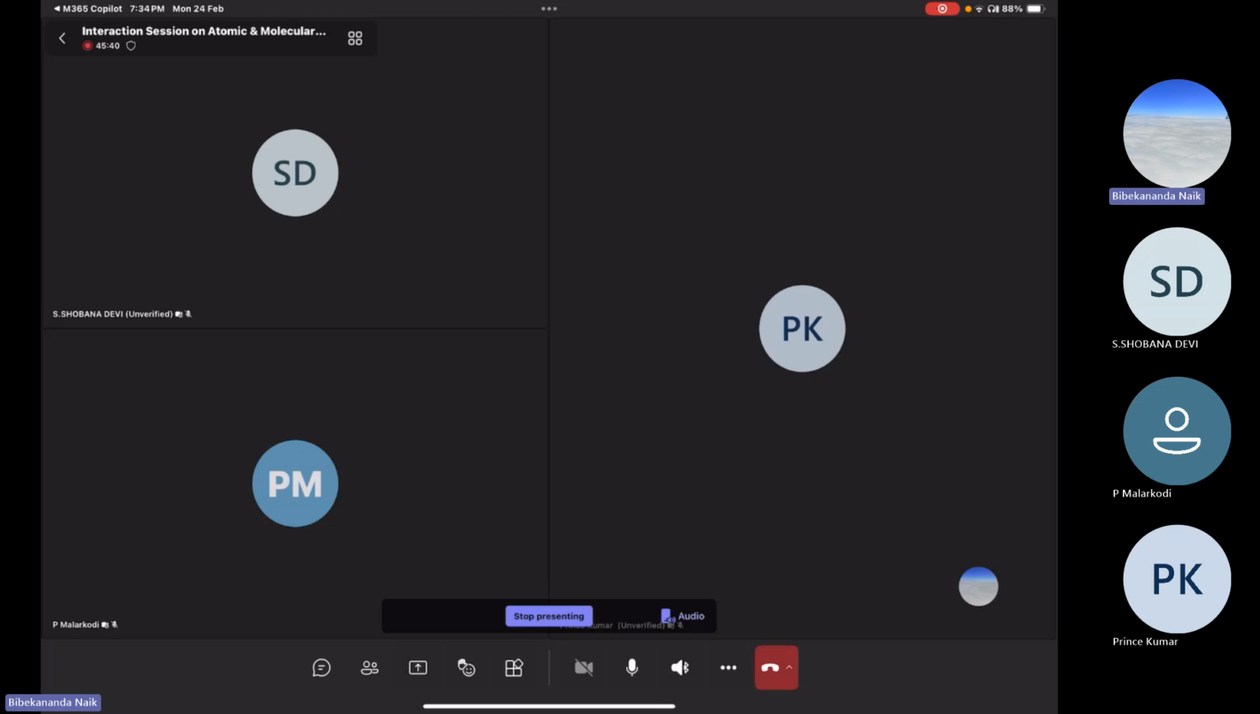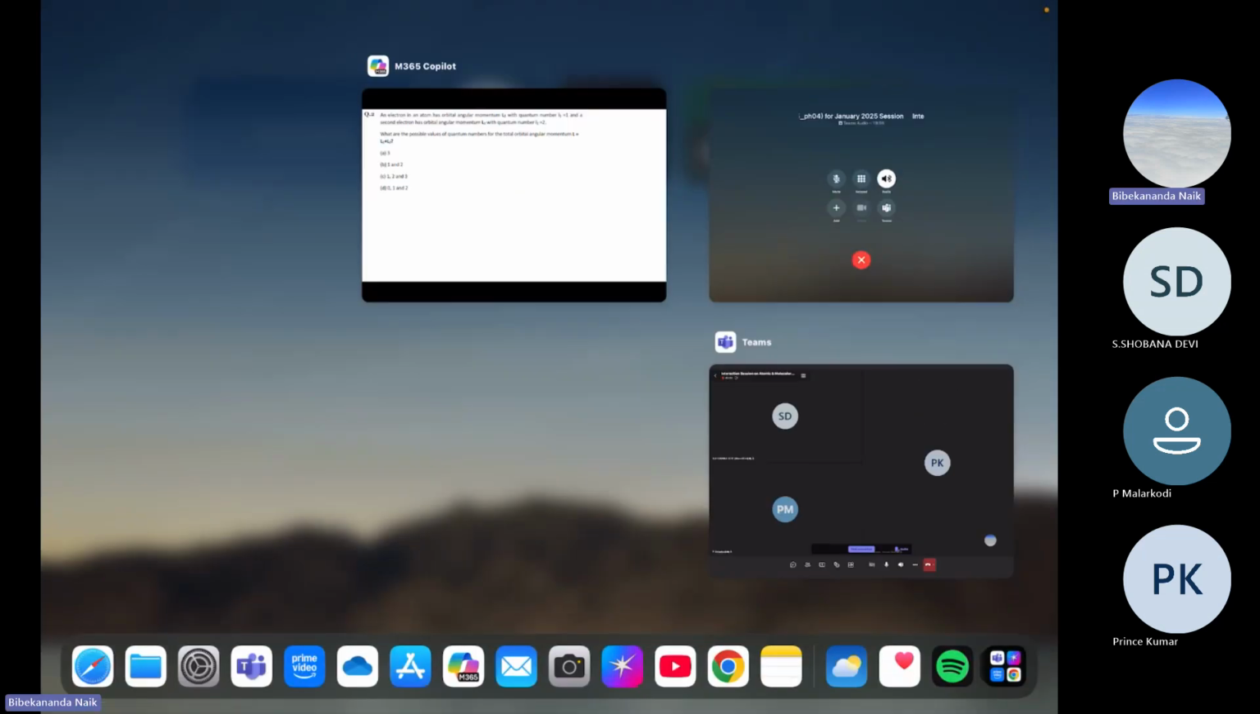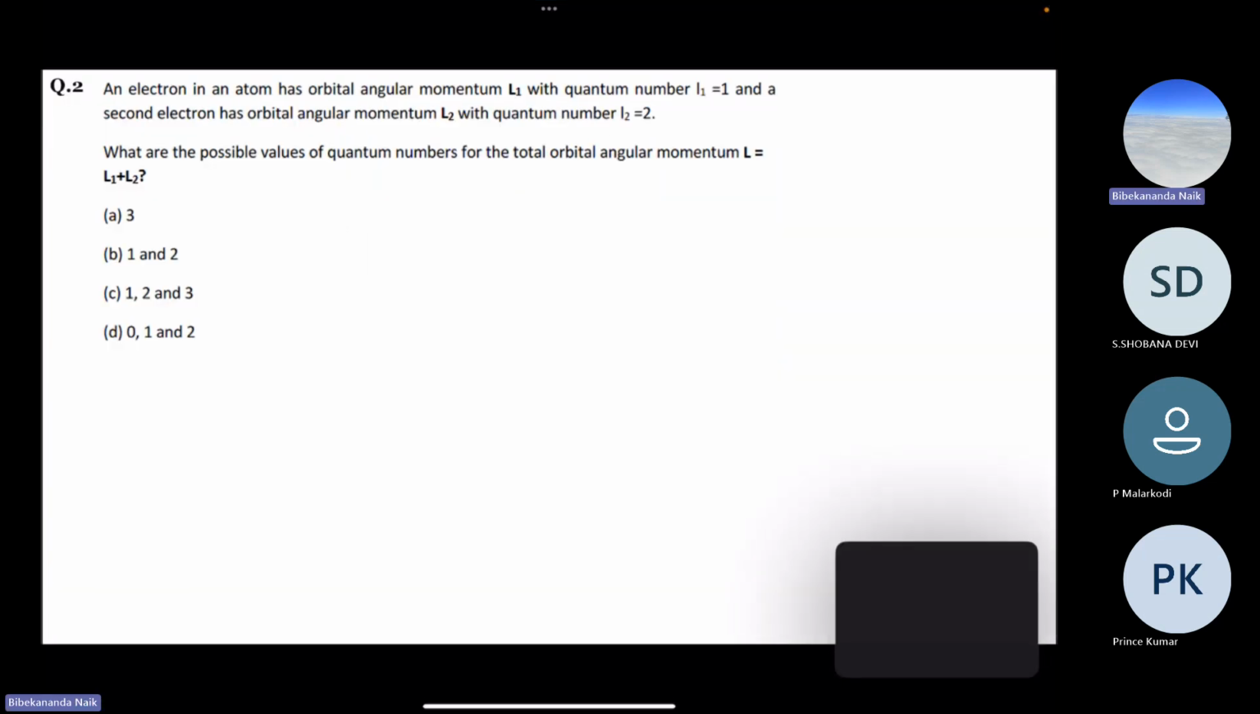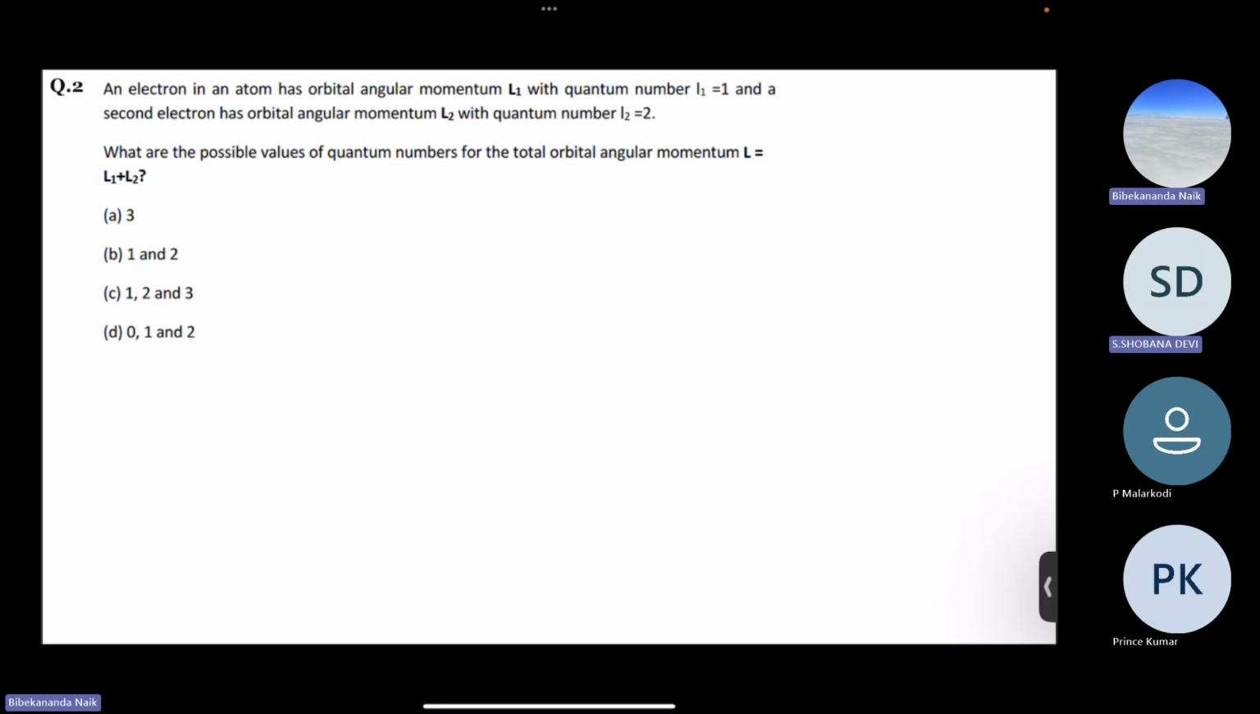Yes, so can anyone tell me what will be the correct option? Option D, sir. Sorry, once again. Option D, sir. No, I don't think option D will be the correct option. Anyone other? A, sir. Option A. No, no, here the question says what are the possible values of quantum numbers?